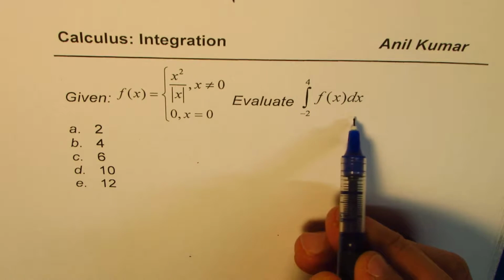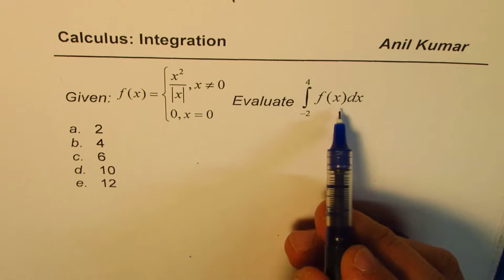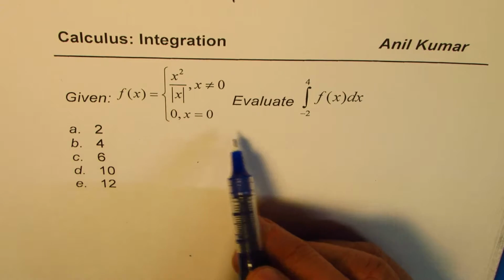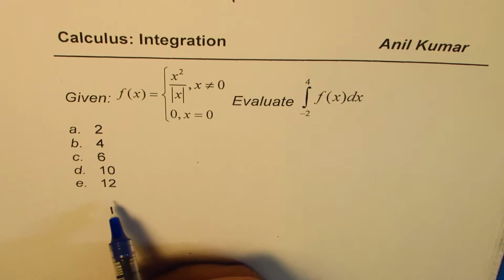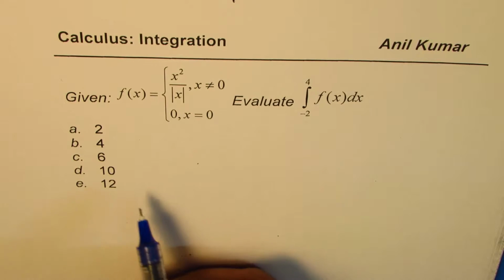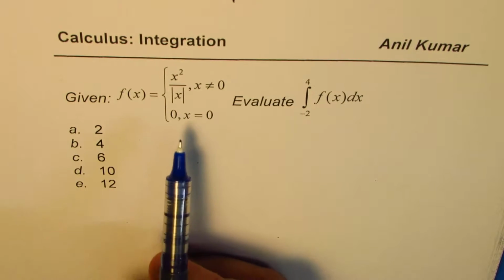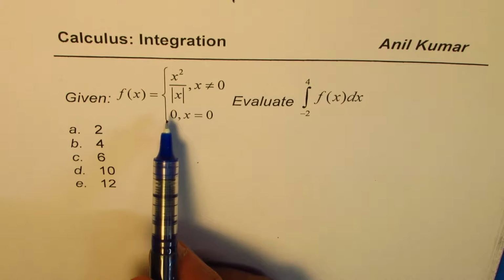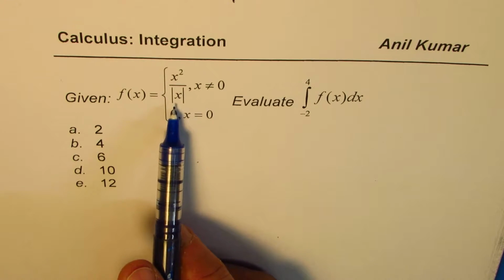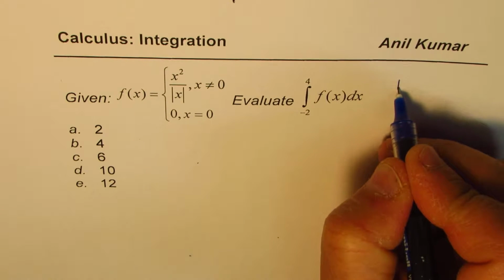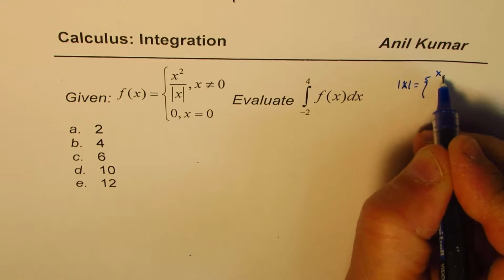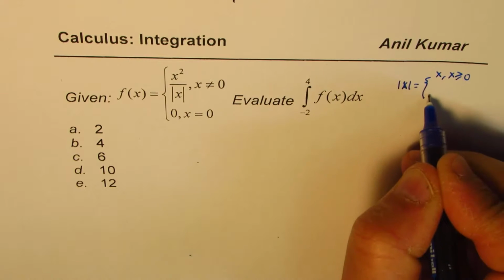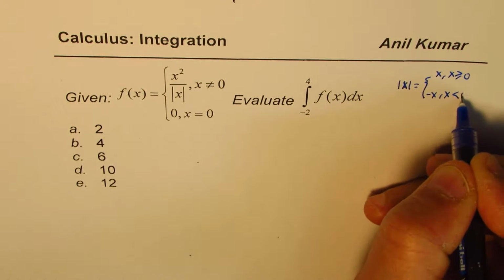Now that, as I must remind you, is the area under this curve between minus 2 and 4. You can always pause the video and answer the question. 5 choices are given to you. Now, to answer such questions, we should rewrite the function as a piecewise function whenever you have absolute x. As you know, absolute x is equal to plus x when x is greater than or equal to 0, and minus x when x is less than 0.